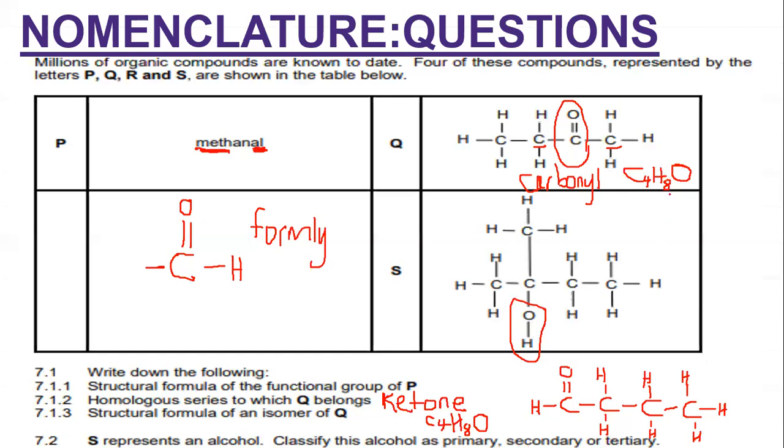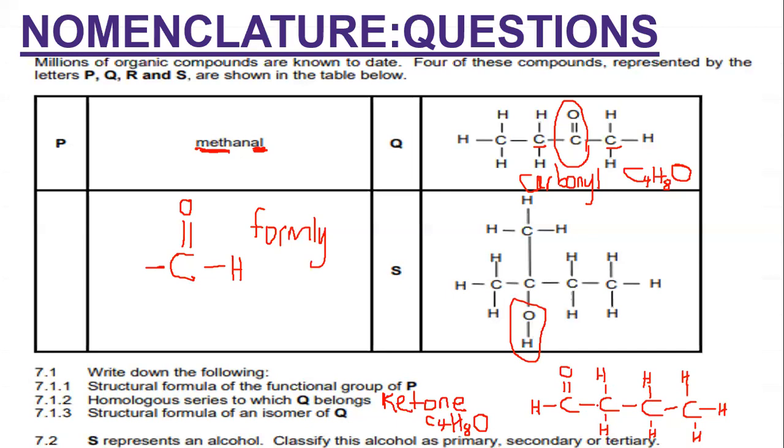So they have the same molecular formula, but different functional groups. So they become functional isomers, because on this I have a formyl group and on this I have a carbonyl group between the carbons. So different functional groups also mean different homologous series. That's why this one is a ketone and this one now becomes an aldehyde. I hope you have followed how we came to get an answer.